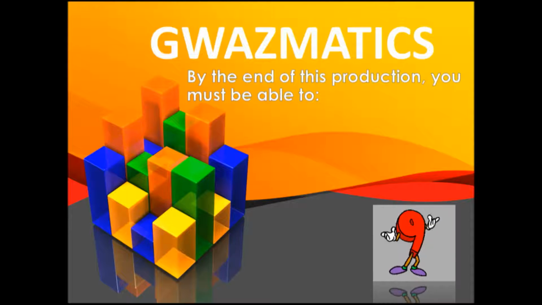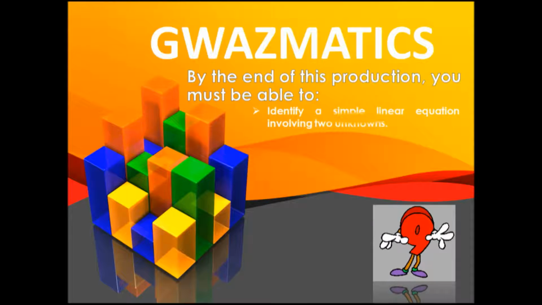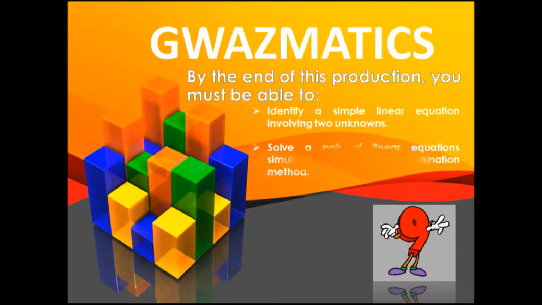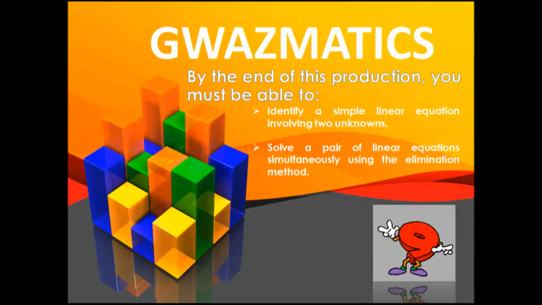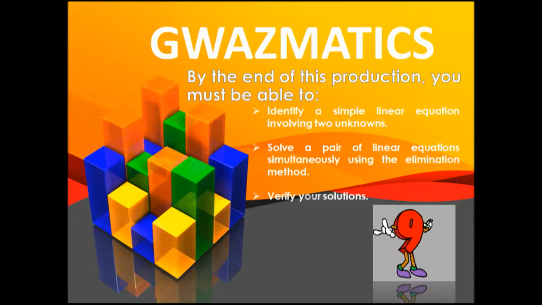By the end of this production, you must be able to identify a simple linear equation involving two unknowns. Solve a pair of linear equations simultaneously using the elimination method. Then verify your solutions from there. So each of these objectives will be met in turn as we proceed through this presentation.